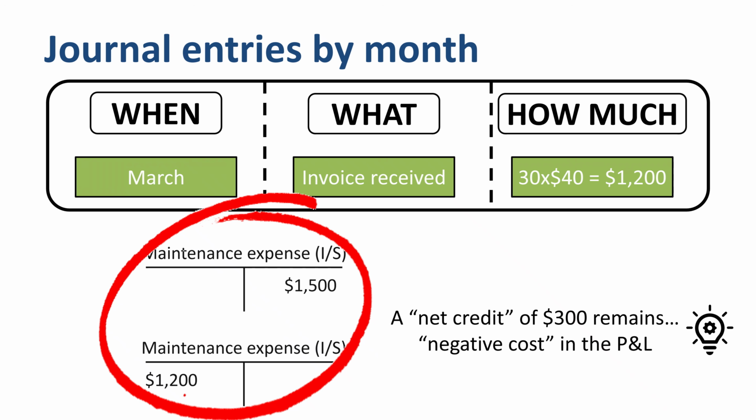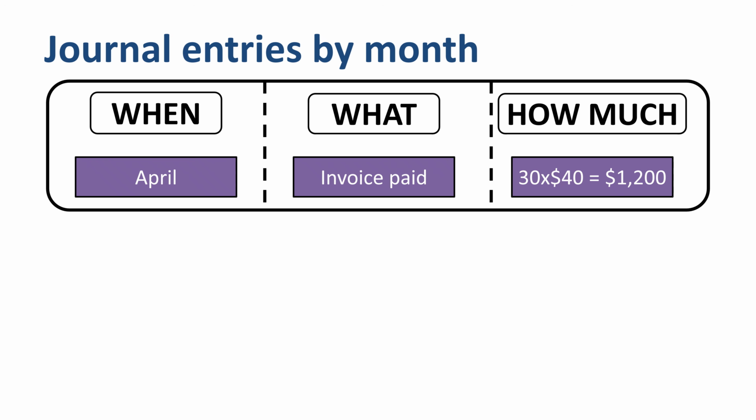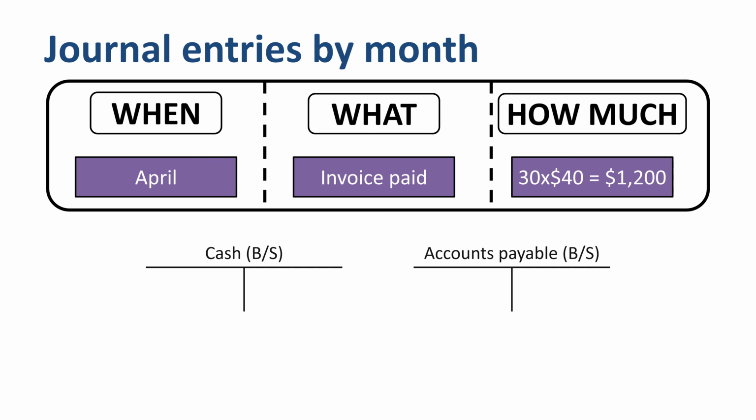And then in April, we have the balance sheet to balance sheet journal entry of debiting accounts payable and crediting cash. No expense impact in the income statement in April, just a balance sheet entry that decreases both what we own, as cash is an asset, as well as what we owe, as accounts payable is a liability. That's all there is to it.